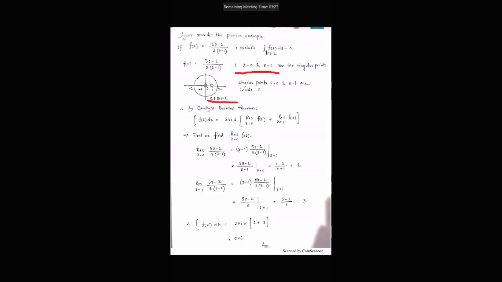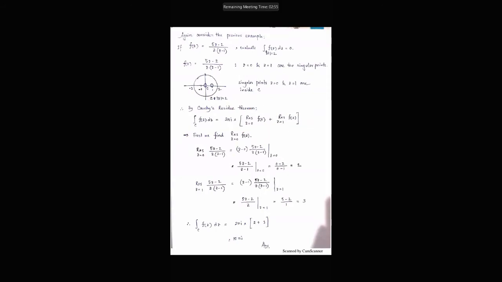Now by Cauchy's residue theorem, the value of this integration will be 2 pi i into the residue of the function f(z) at the point z equal to 0 plus the residue of the function f(z) at the point z equal to 1. Here you have two singular points, so you have to find two residues. If you have three singular points, you have to find three residues at those particular points.